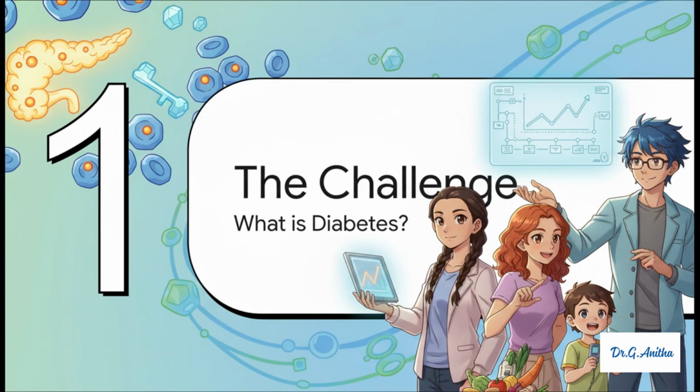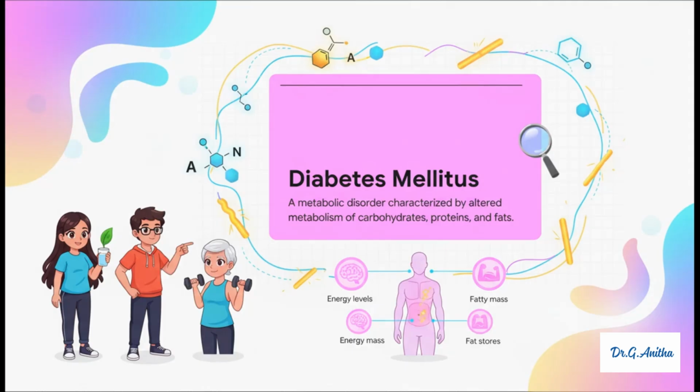You can't treat something if you don't truly understand it. So let's get a crystal clear definition of diabetes mellitus. This right here is so crucial. Notice it goes way beyond just carbohydrates. Diabetes is a full-blown metabolic disorder. It disrupts how the body handles all three macronutrients: carbs, proteins, and fats. That's why its impact is so incredibly profound, affecting everything from energy levels to body composition. We're talking about a systemic breakdown.